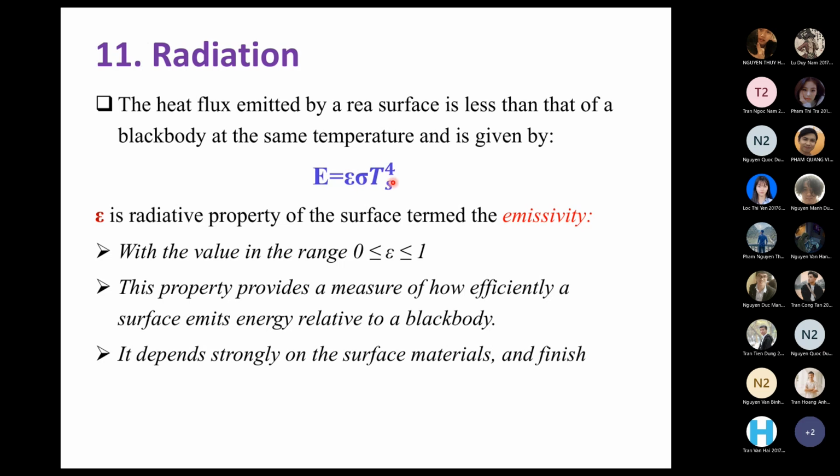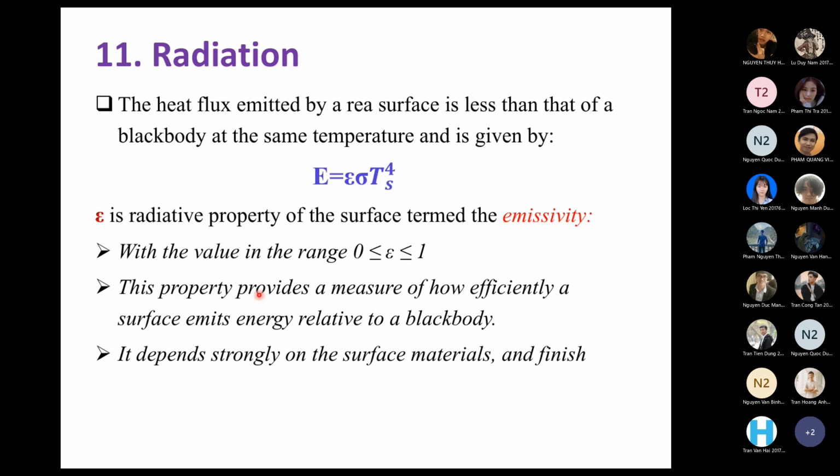This term is equal to a black body, and we multiply it by epsilon. Epsilon will be equal to 1 or less than 1. If it equals 1, it means a black body. Epsilon here we call a radiative property of a surface, which is the emissivity. This value is in the range of 0 to 1.